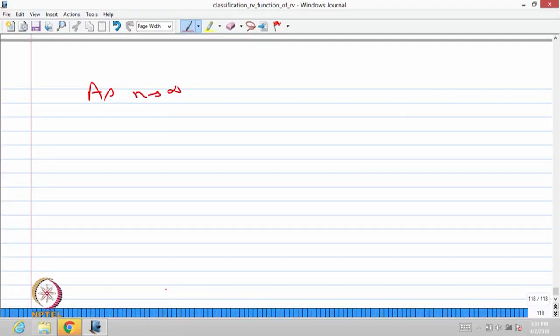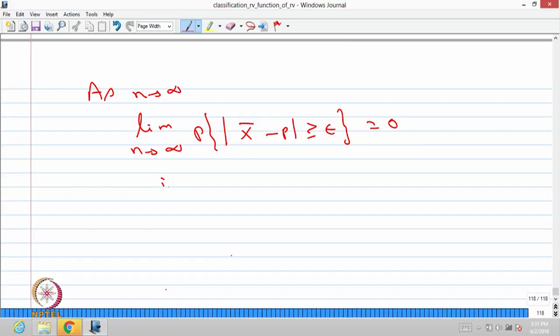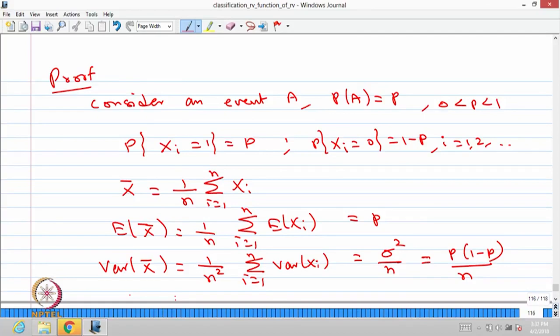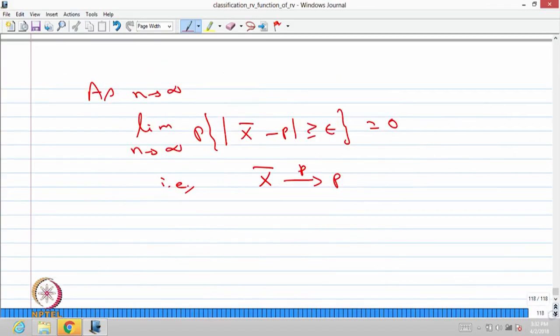Here also, as n tends to infinity, the limit of the probability of absolute x bar minus p greater than or equal to epsilon is going to be 0. That means x bar tends to p in probability. That means for a large n, for a Bernoulli distributed random variable, x bar, 1 divided by n times the summation of xi, is nothing but the relative frequency. So, the relative frequency converges to the theoretical probability.